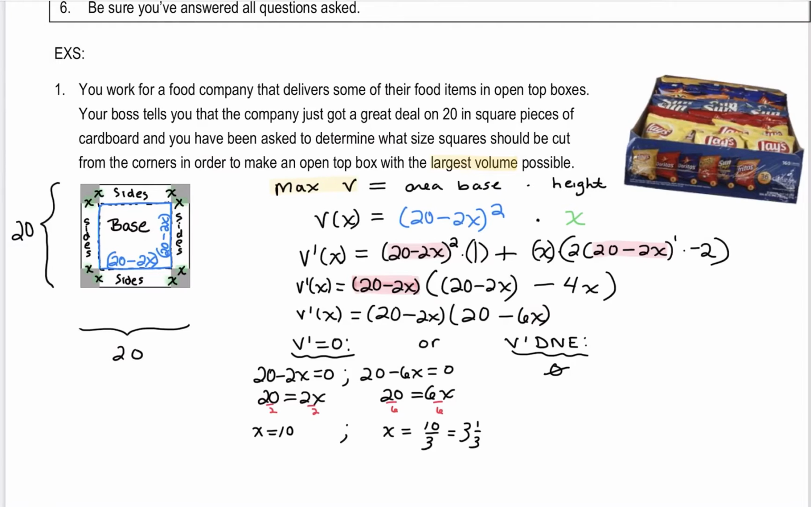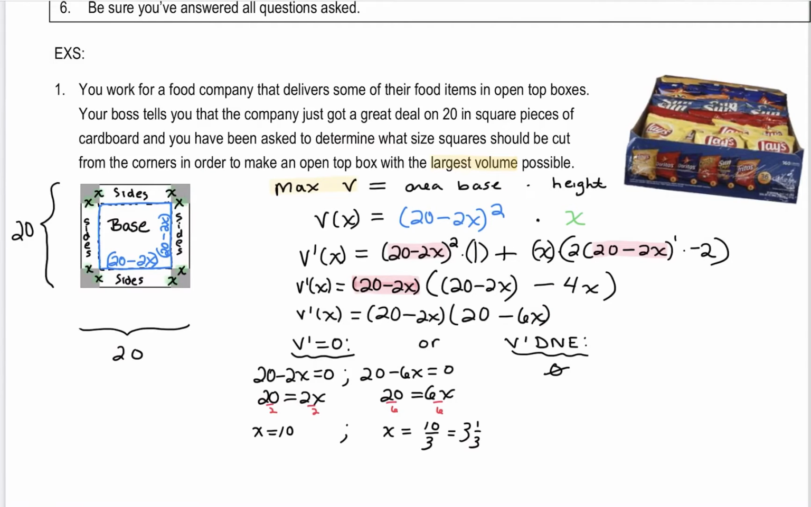But let's look a little more closely here at this first one at x equals 10. If you think about making a cut of size 10, well, that would basically cut halfway in on both sides of this. So you wouldn't have a box anymore. You would just be cutting this into 4 equal squares.